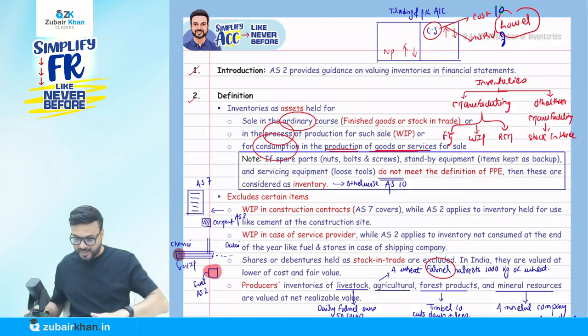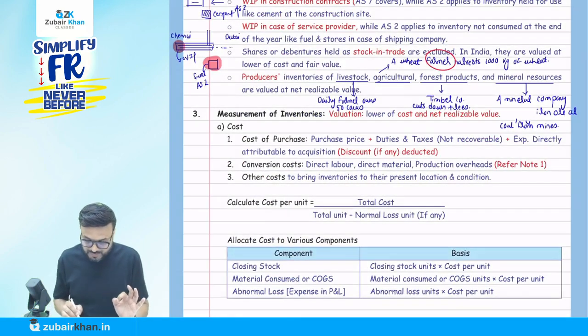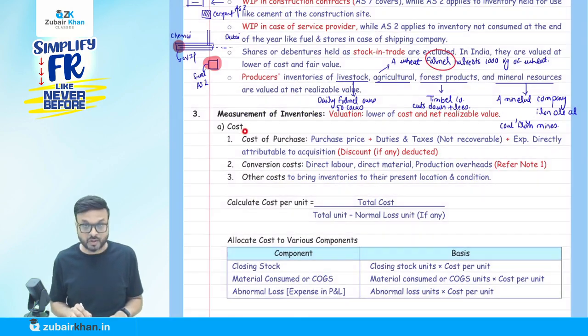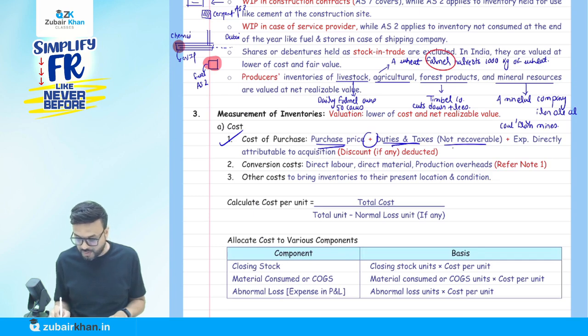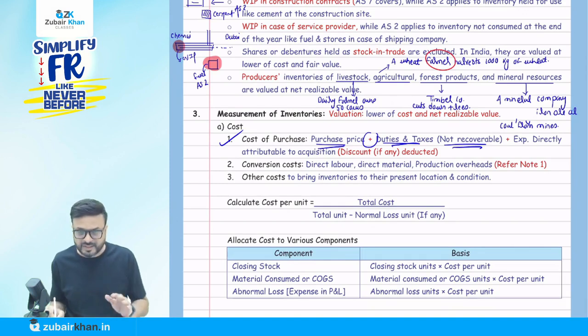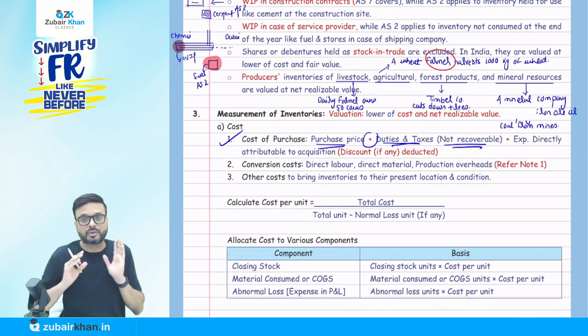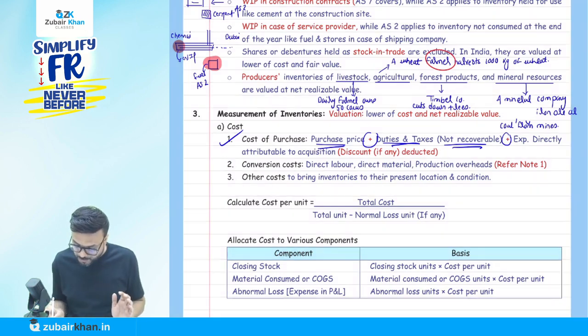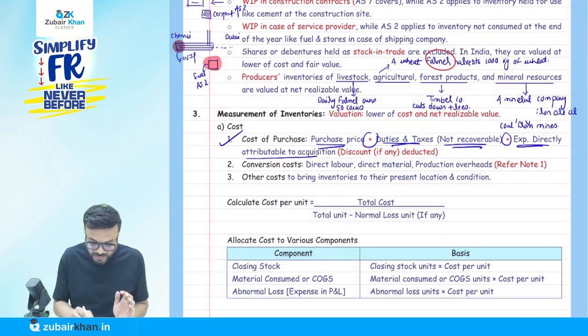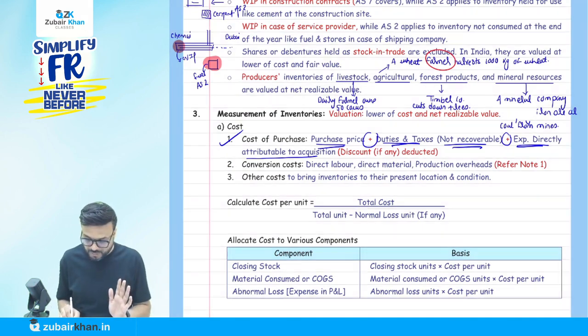Now we'll understand what we mean by the cost here. Quickly, what does the cost cover? The cost of purchase, that is the purchase price, plus the duties and taxes that are non-recoverable, on which we are not going to claim the input VAT or GST. Any tax which is recoverable from the government, or which we are going to claim as input, is not included. Plus the expenses which are directly attributable to the acquisition, like the freight we have paid. Now, any discount should be deducted.